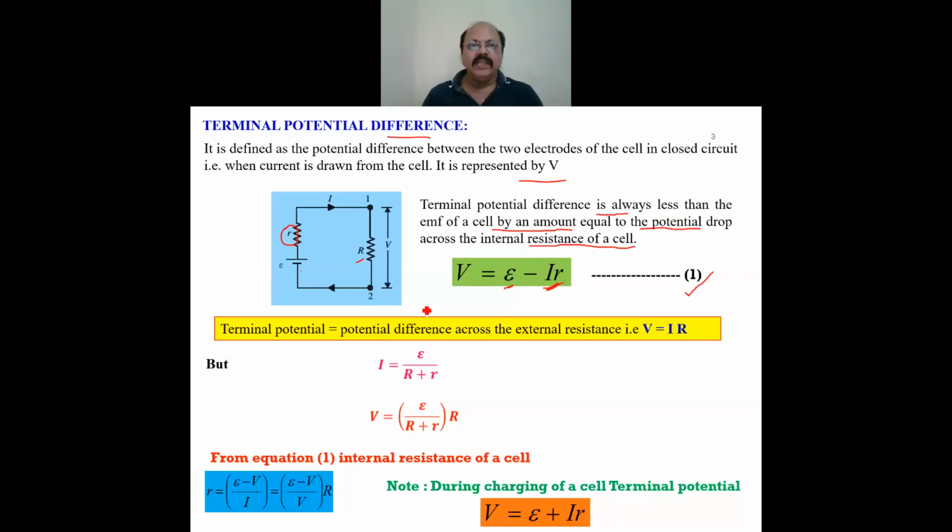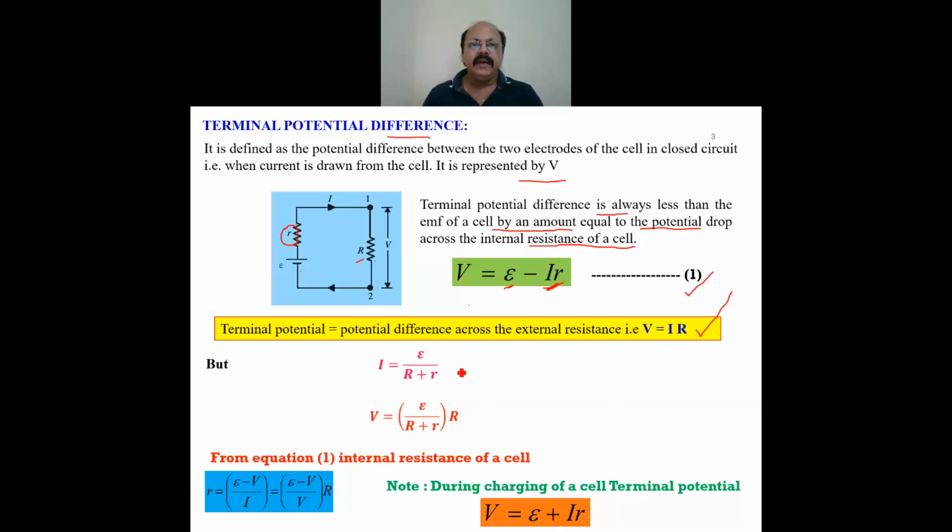Now, as you see, this external resistance has one end connected to the positive electrode and the other end connected to the negative electrode. So the terminal potential difference is also equal to the potential difference across the external resistance, that is, V is equal to IR.